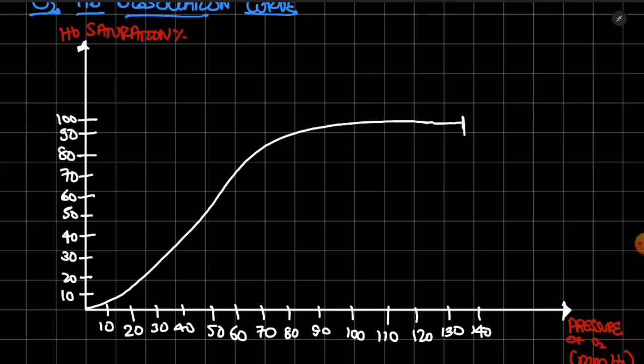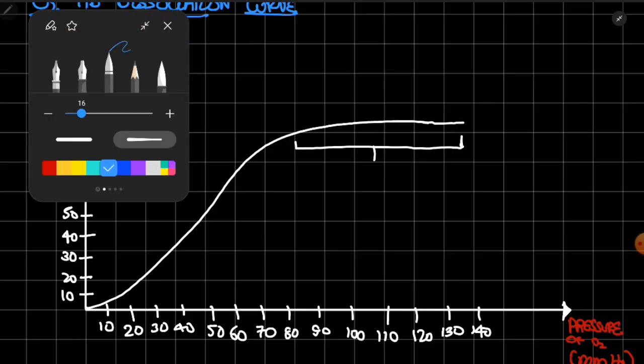Now the Hb saturation goes from 100 down to 90. So from this point to this point, this is the oxygenated blood.